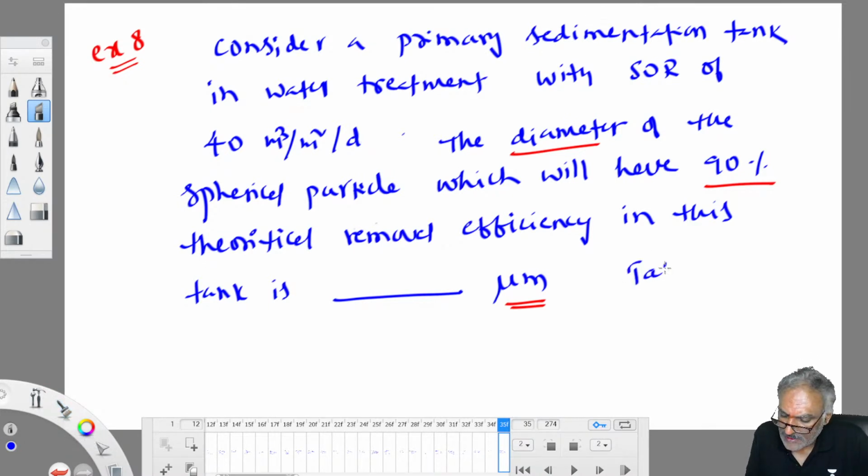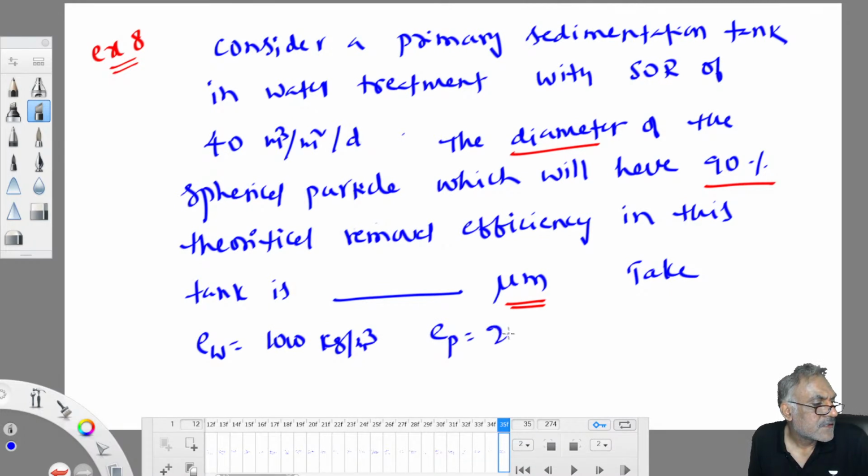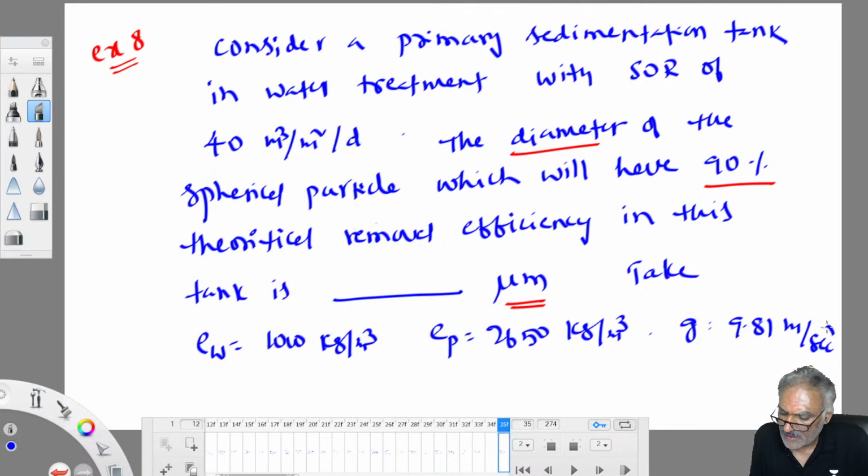Density of water is equal to 1000 kilogram per meter cube. Density of particle is equal to 2650 kilogram per meter cube. G is given as 9.81 meter per second square. Kinematic viscosity is given as 1.10 into 10 power minus 6 meter square per second. This is the supporting information given.